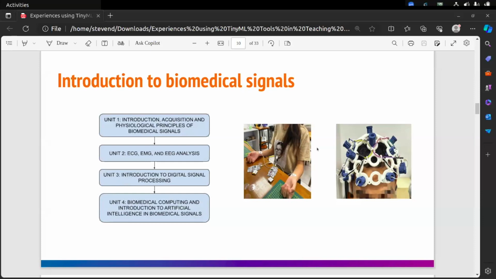Unit 3, we teach digital signal processing and how the student can use filters, FFT, and other techniques to analyze and filter signals. In Unit 4, we encourage the student to use tiny machine learning tools like Edge Impulse or another library like TensorFlow Lite. Use first of all the data that was acquired and then process it, and infer the model into microcontrollers or even in the Vitalino kit.